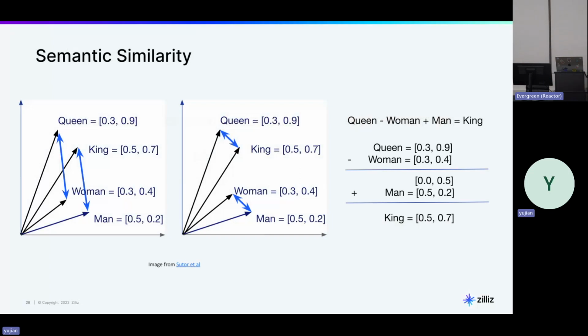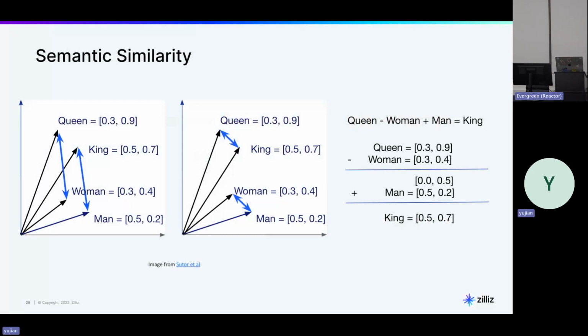So we'll start with queen. Queen is 0.3, 0.9, right? And then we'll subtract woman, which is 0.3, 0.4, and we'll arrive at 0, 0.5. And as people, we can probably guess that this means something like royalty or something like that. But that does not necessarily mean that the model knows that. Okay, so that's why I didn't put a word here, is because these words represent what the model knows, not what we may guess to be true.